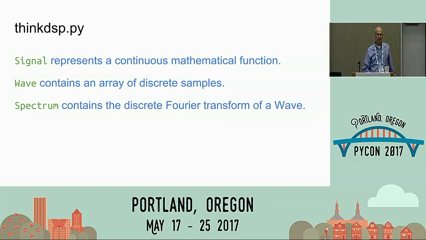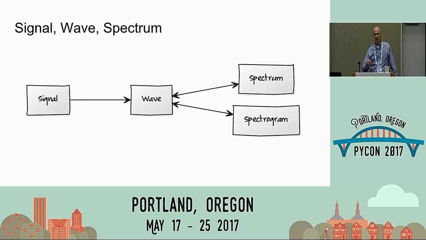And then the third piece is a spectrum, which is going to contain the Fourier transform of the wave. So we're going to go back and forth between signals and waves, and then from a wave you can compute a spectrum. From a spectrum you can go backward and compute a wave. We're also going to look at spectrograms, and I'll explain what that is in a couple of minutes. But this diagram, these are all the objects that we're going to work with today.